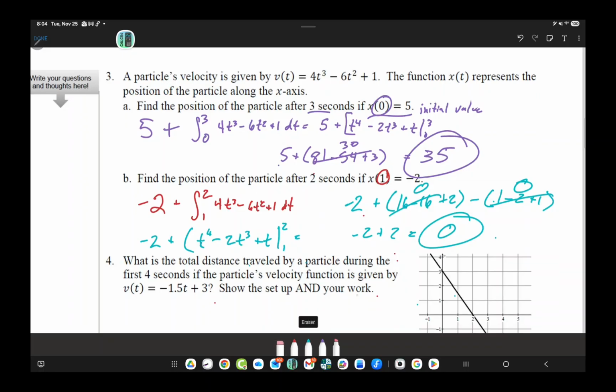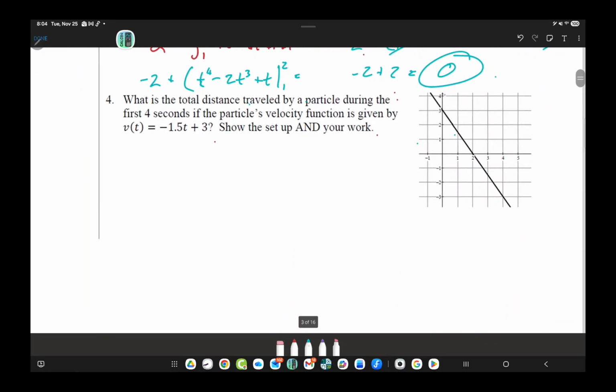Now, this question is going to be kind of an odd way of doing things because we could find this so much easier just by doing geometry. But I'm going to show you how you're expected to do this if you're not given such a simple question. So, what's the total distance traveled by a particle during the first 4 seconds if the particle's velocity function is given by this function right here?